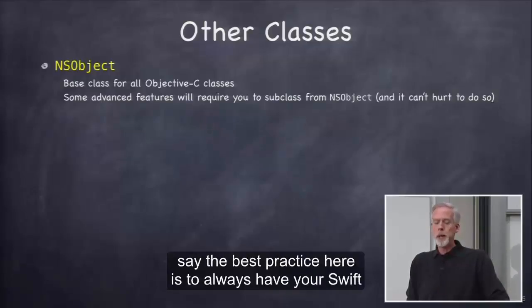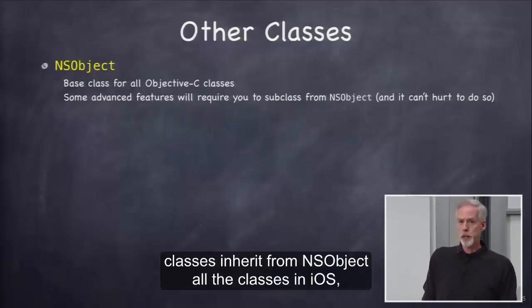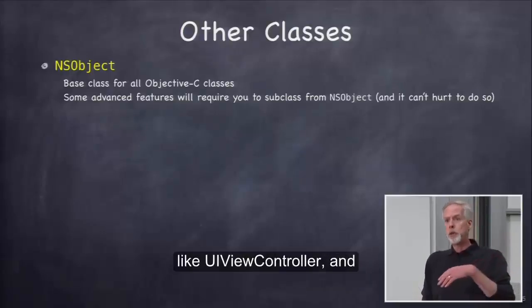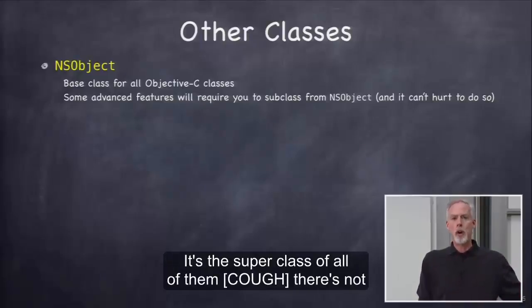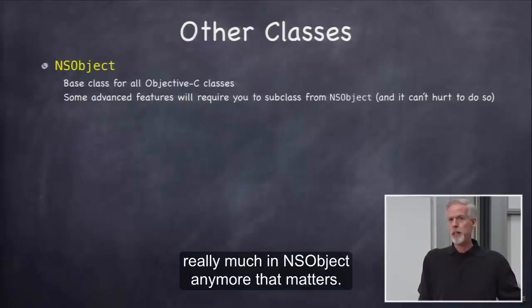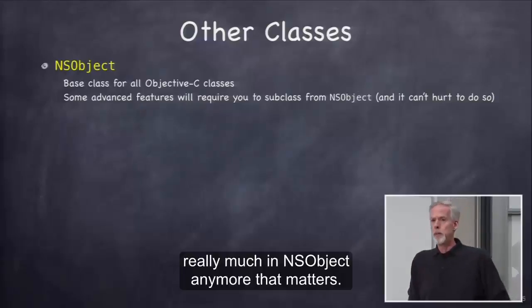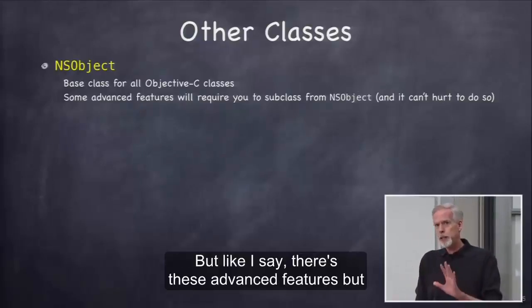I'm not sure what to say, but the best practice here is to always have your Swift classes inherit from NSObject. All the classes in iOS, like UIViewController and all those, eventually inherit from NSObject. It's the superclass of all of them. There's not really much in NSObject anymore that matters. But like I say, there are these advanced features.